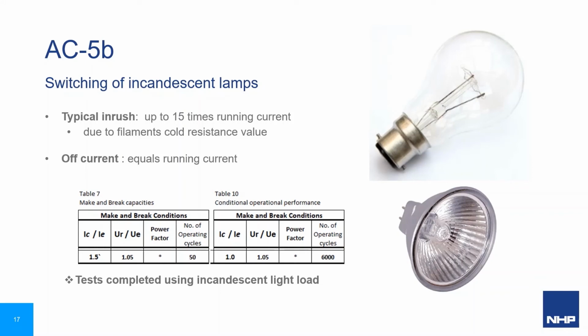Halogen lamps are similar in behaviour, even when supplied via a transformer or electronic ballast. They have similar inrush currents as incandescent lamps. As incandescent lights are highly inefficient, they have been phased out in favour of halogen, compact fluorescent or LEDs.